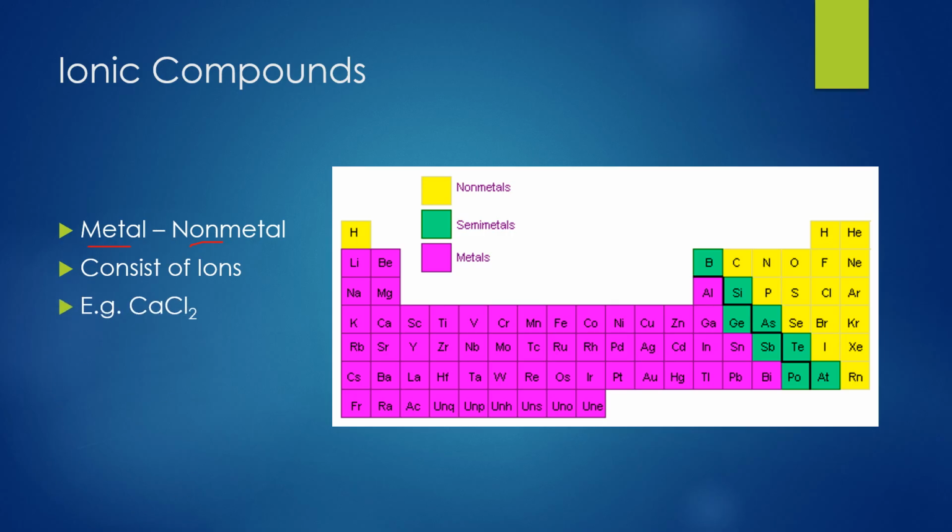An example here is CaCl2. So we have calcium. If we find calcium on the periodic table, we can see that calcium is in pink here. So it's a metal, more specifically an alkaline earth metal. Then when we find chlorine on the periodic table, we see chlorine is a nonmetal. So this is definitely an ionic compound. We have a metal with a nonmetal. And notice the nonmetal is a halogen, salt former, right?